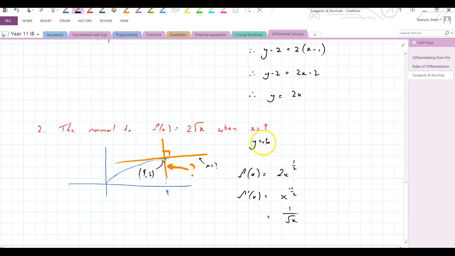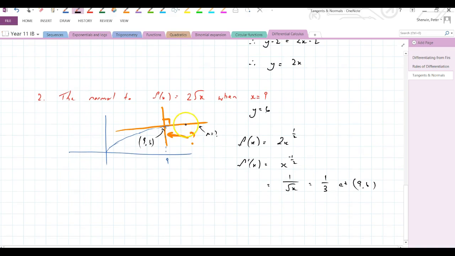Now when we put x equals 9 in there, we get 1/3 at the point (9, 6). So my gradient is 1/3 for the tangent, but we don't want the tangent, we want the normal, so we take the negative reciprocal. Therefore, the gradient of the normal is the negative reciprocal of this, so -3.